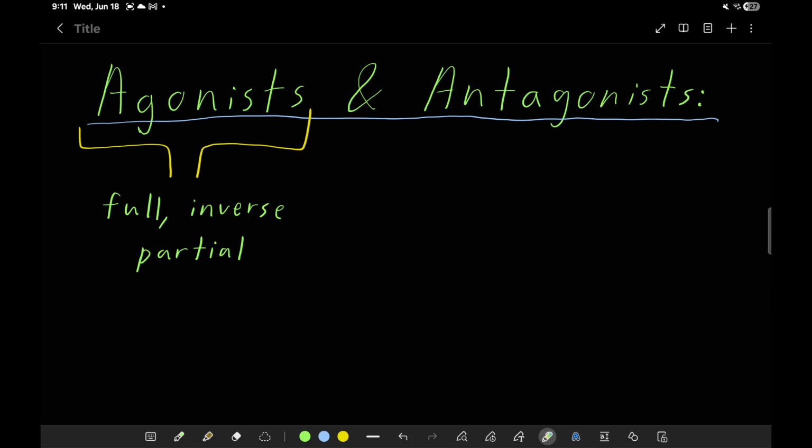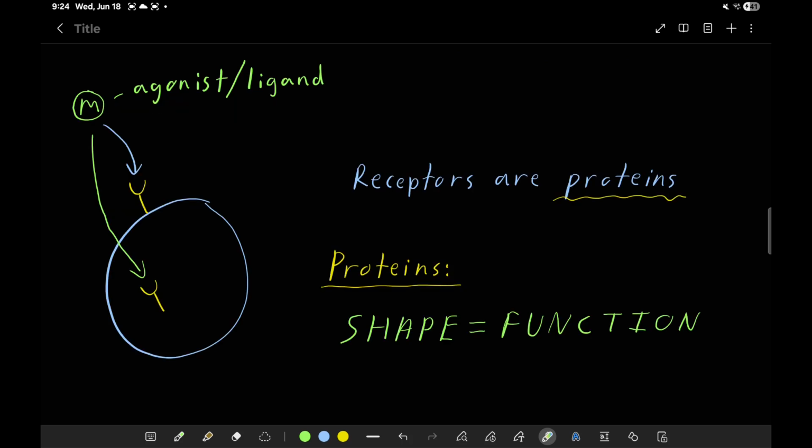Let's get into it. Okay, so in the last episode, we covered that messenger molecules are also known as agonists or ligands, and they bind onto receptors on cells or inside cells in order to produce responses. But how does this work? How does a messenger molecule binding onto a receptor allow the cell to have a response?